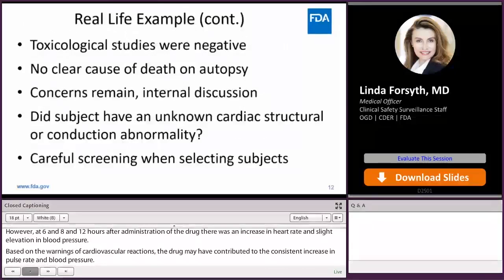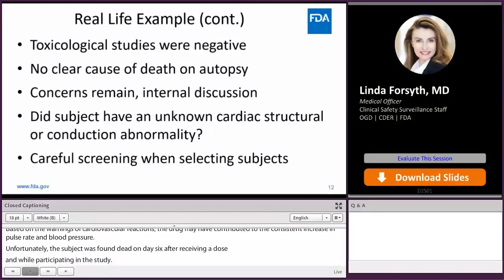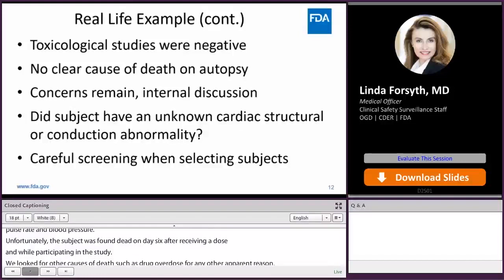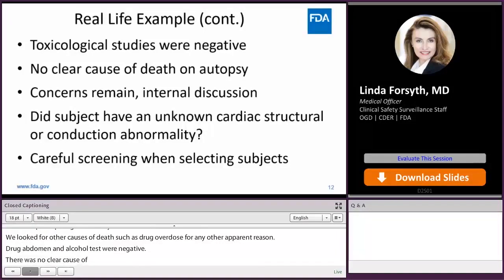We looked for other causes of death, such as drug overdose or any other apparent reason. Drug and alcohol tests were negative. Nothing was found on the toxicological studies, and there was no clear cause of death listed on the autopsy report. Concerns remain, and we had many internal discussions. Did this subject have an unknown cardiac structural or conduction abnormality? Could she have experienced a sudden arrhythmia or had an undiagnosed heart issue?